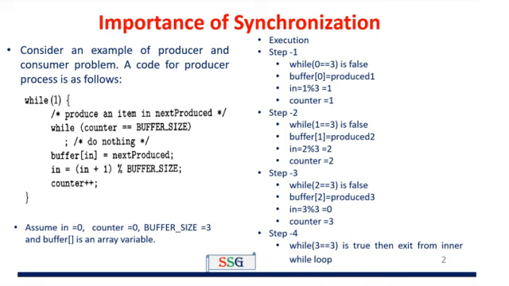Step 4: while 3 equal to 3, now the condition is true. Then we exit from the inner while loop. So now the producer has completed its task. That means the producer produced 3 items, and the counter value equals 3. All 3 items are successfully produced.